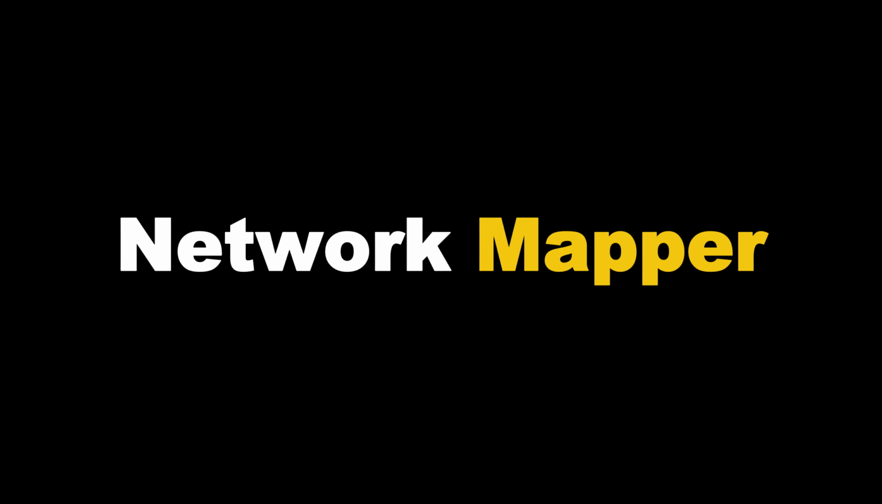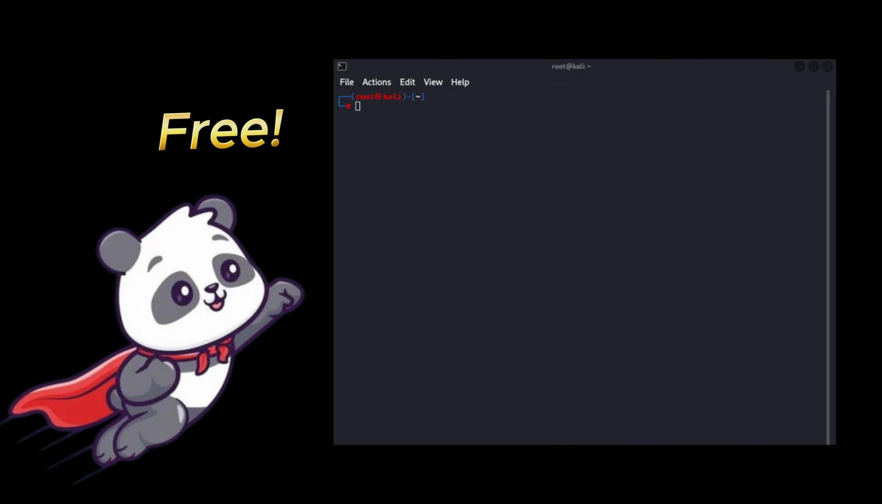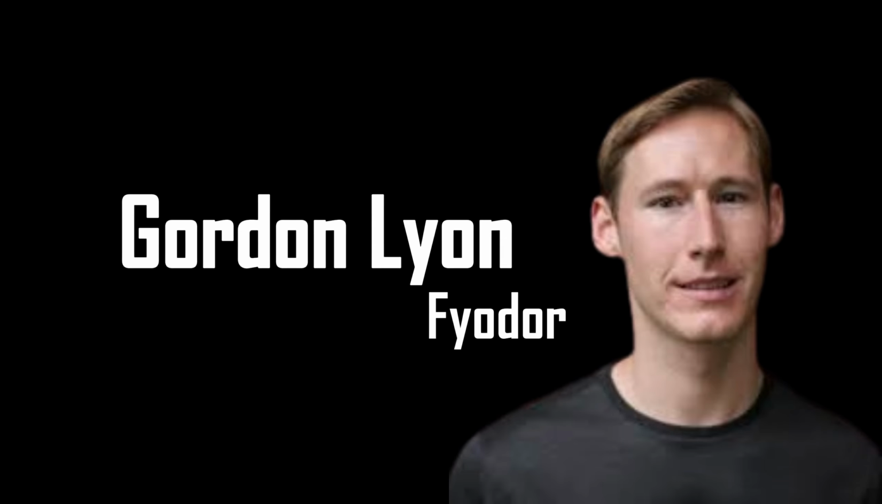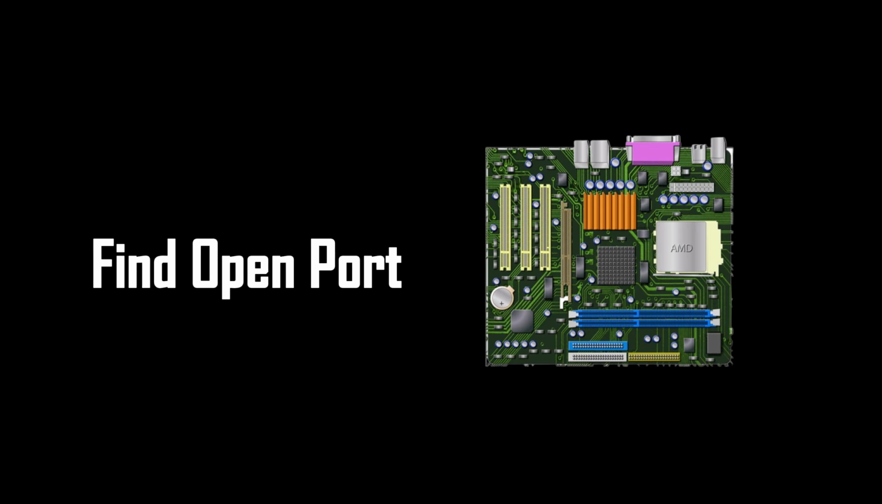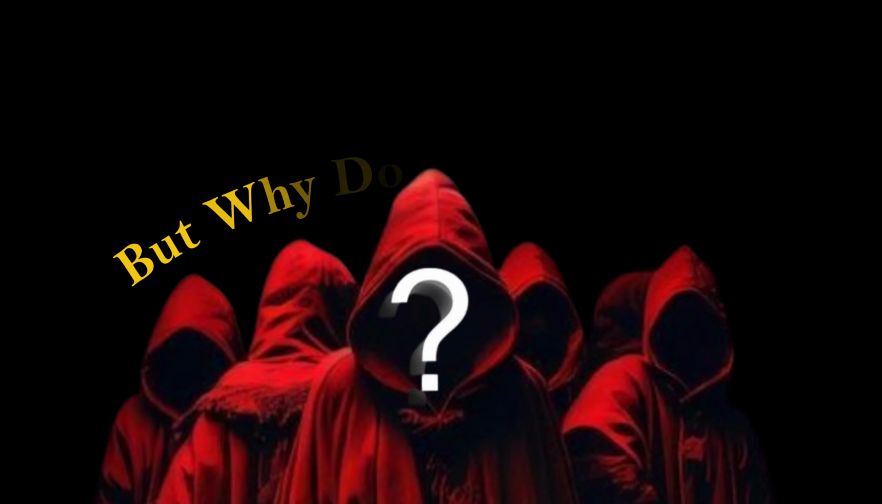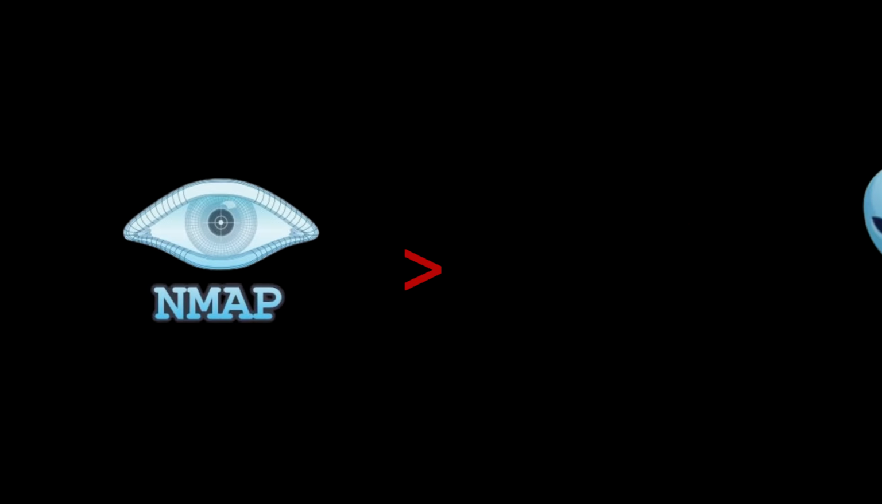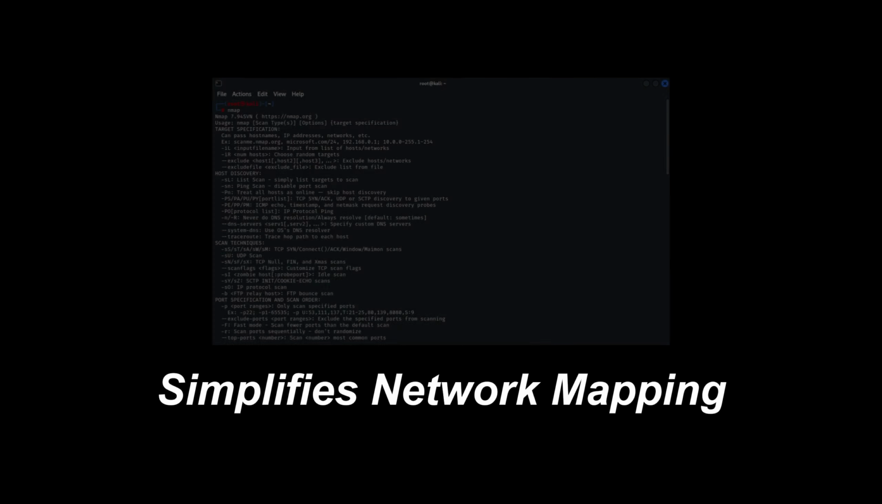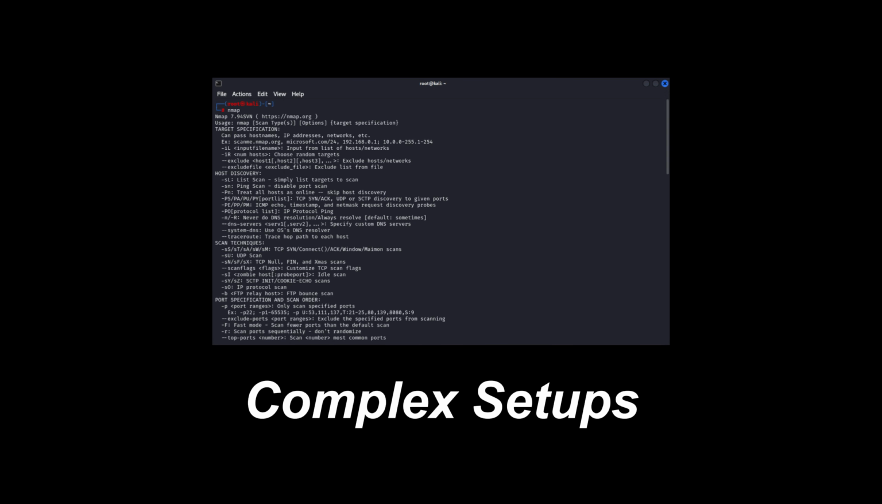Nmap, short for Network Mapper, is a free and powerful tool created by Gordon Lyon to scan networks, find open ports, and detect vulnerabilities. Its influence in cybersecurity is so strong that it's even featured in The Matrix and Mr. Robot. But why do hackers prefer Nmap over other scanning tools? For a reason. It simplifies network mapping without complex setups.